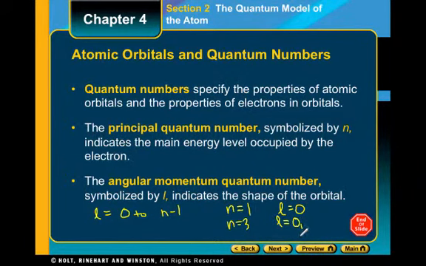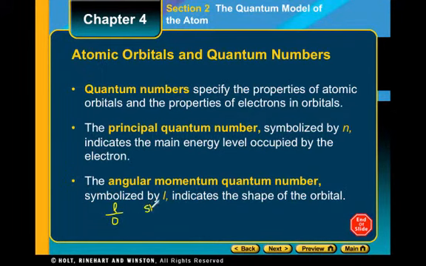0, 1, and 2. Because these are the integers from 0 to n minus 1. Okay, so we have 3 possibilities. Now, instead of using numbers all the time for L, because that kind of gets confusing with the n numbers, we use letters.